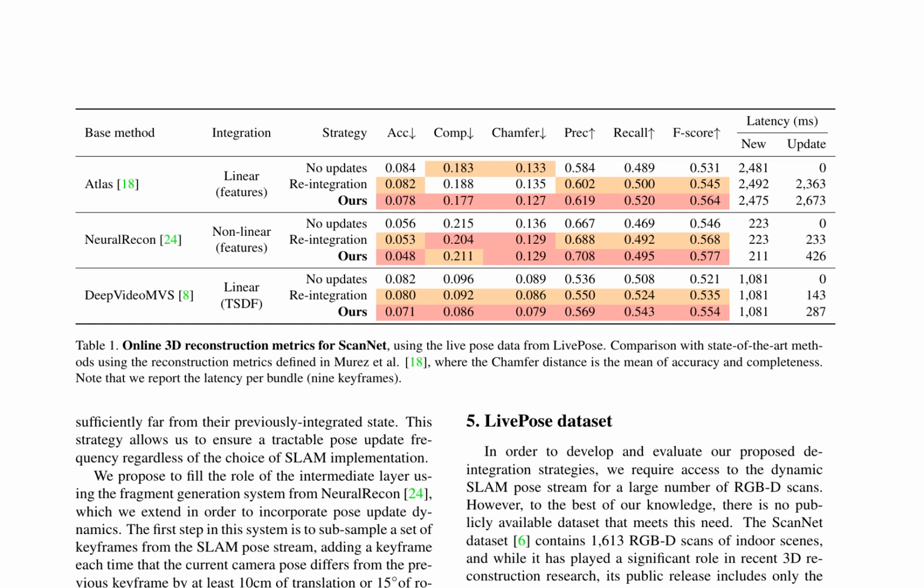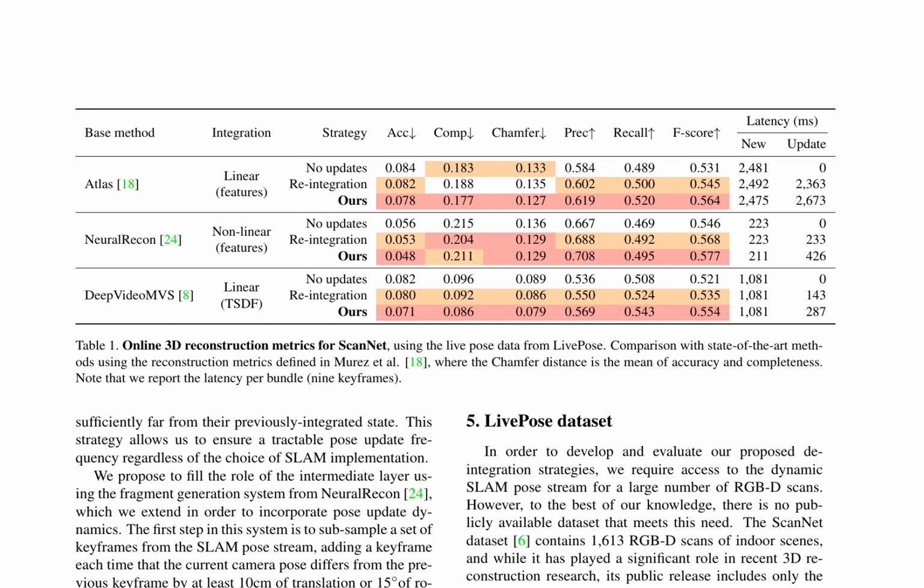The authors propose an online 3D reconstruction method that integrates pose updates from a SLAM system, ensuring a tractable pose update frequency. This is achieved by extending the fragment generation system from neural recon to incorporate pose update dynamics. Keyframes are subsampled from the SLAM pose stream, with a new keyframe added when the current camera pose differs from the previous keyframe by at least 10 cm of translation or 15 degrees of rotation. These keyframes are collected into a frame bundle, issued to the reconstruction system, with a set bundle size of 9 keyframes.